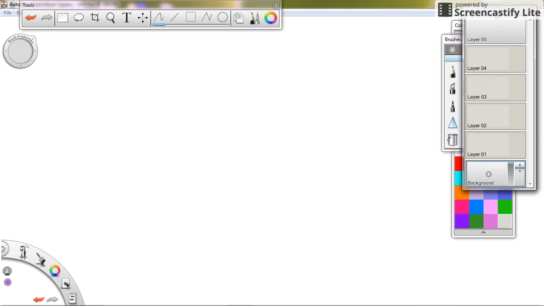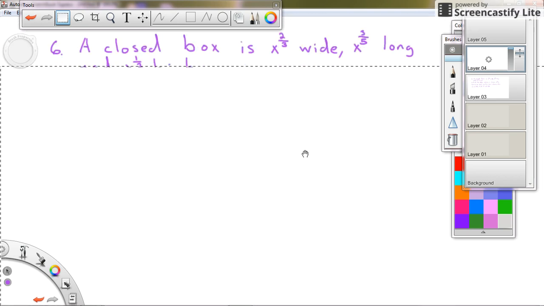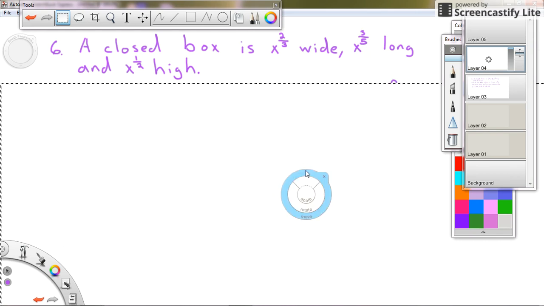Okay, let's do, I'm going to help you out with a problem that's very similar to your number 6 on page 14. That's a pretty complicated problem. So let's take a look here. All right. A closed box is, and I use different exponents, so I'm not giving you the problem. Don't put this answer down. Okay, so a closed box is x to the 2/3 wide, x to the 3/5 long, and x to the 1/2 high. Okay, so all those fractions are exponents.